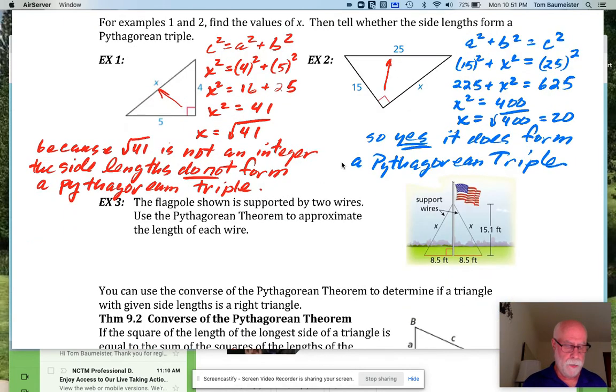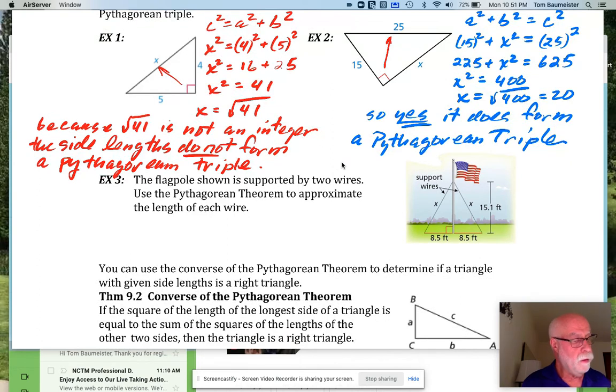All right, and now just a simple example using the Pythagorean theorem. The flagpole shown is supported by 2 wires. Use the Pythagorean theorem to approximate the length of each wire.